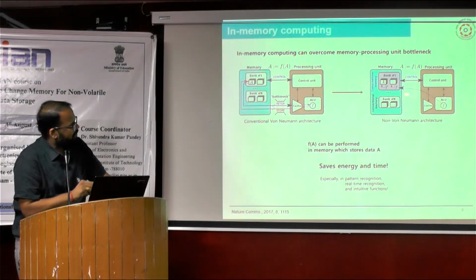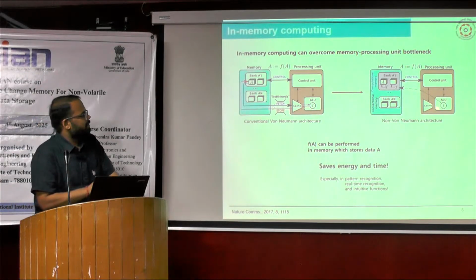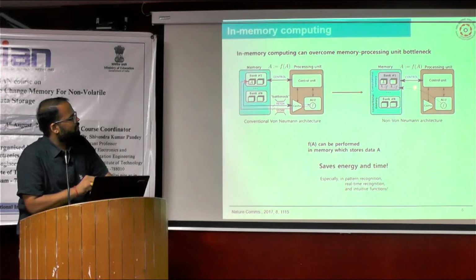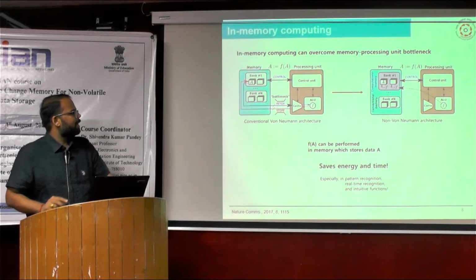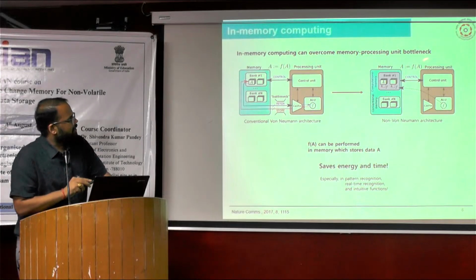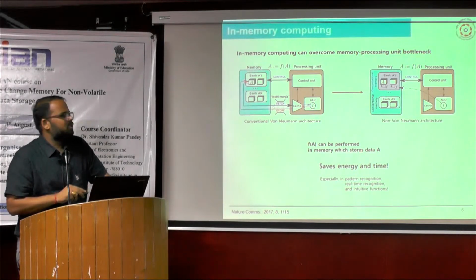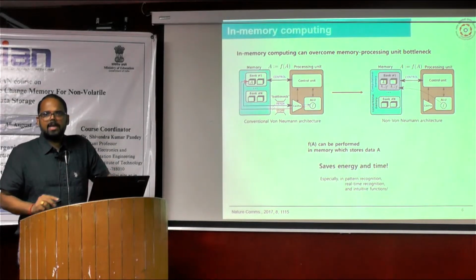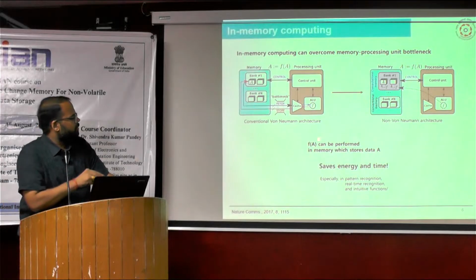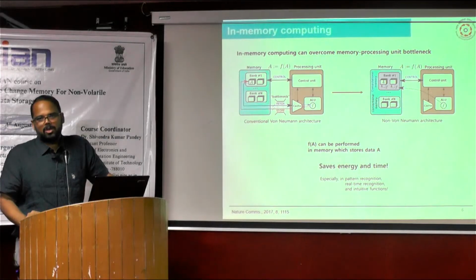So the idea is that if we are able to make this ALU in this memory, this is known as a non-von Neumann architecture. So if we are able to store this ALU in this bank of storage, with the conventional memory and computational memory in the same block, as you can see here, in the same place, then this function of A can be performed in memory where the data A is stored. This function of A is the processing unit, so it can be performed in the memory itself where you are going to store the data.